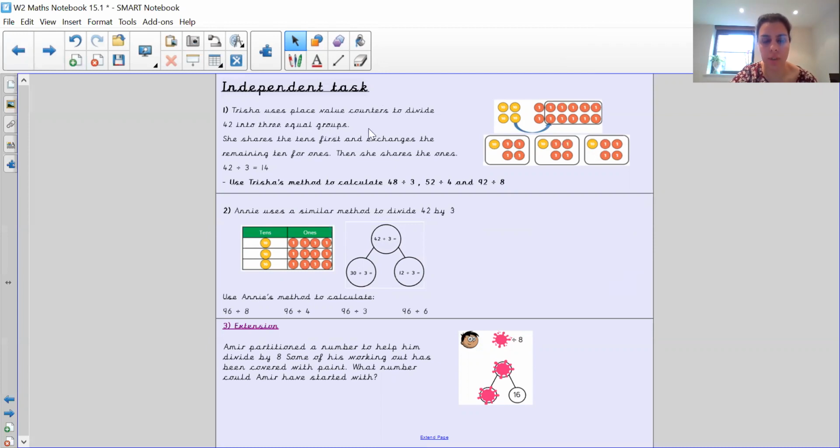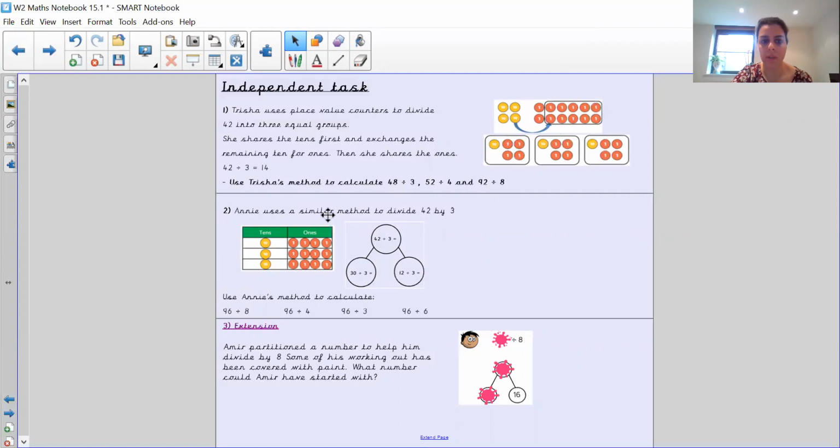Independent task. Trisha uses place value counters to divide 42 into 3 equal groups. So she's got 42 and she's splitting it into 3 equal groups. She shares the 10s first. Then she's still got that 10 left over. So she turns that 10 left over into 10 ones like we did right at the beginning. She then shares the ones. So 42 divided by 3 is 14. Use Trisha's method to calculate these ones. So remember, you might need to turn some of your extra 10s into ones.